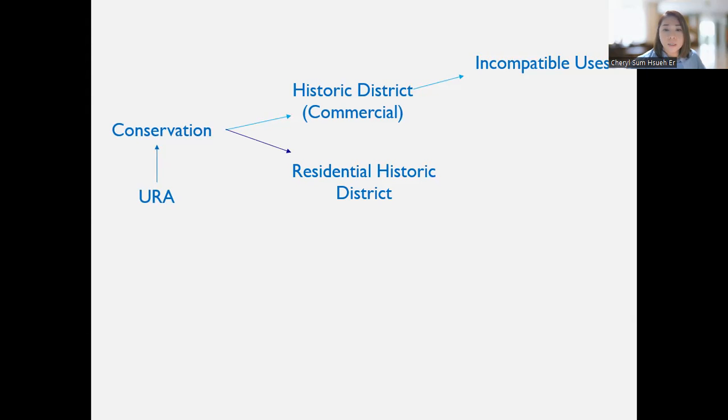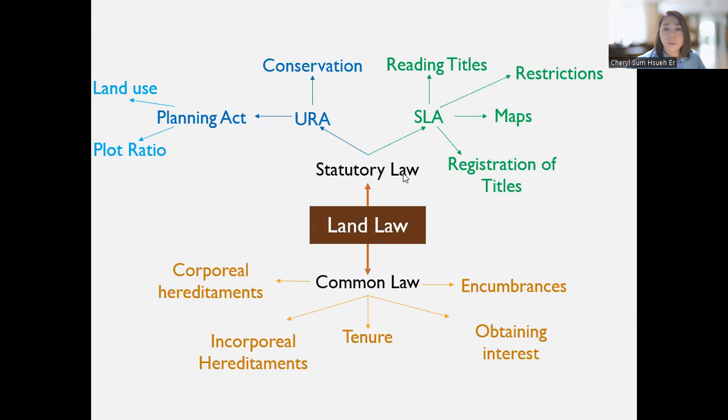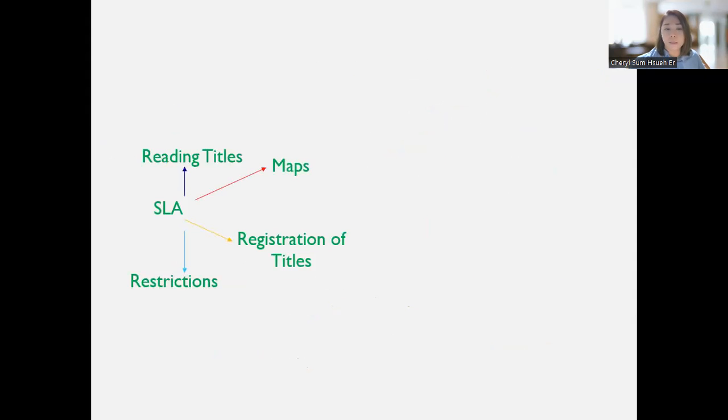Okay, now with this, we go back to this main table. Earlier, we touched on URA, right? That was my mind map for URA. SLA can also be broken down into these 4 categories of things that we're going to discuss now. So SLA deals with this couple of things.